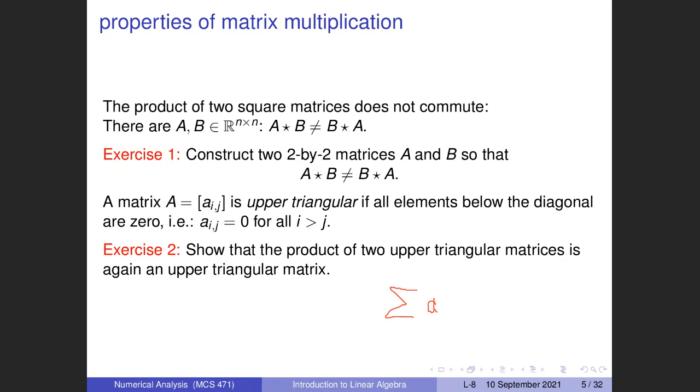So we are multiplying A. We have the i index, and then we have the running k index, and we multiply this with the elements on the kth row. So k is the running index. So this is the ijth element. Now what it means to be an upper triangular matrix is that all the elements below the diagonal are 0. So if the row index is larger than the column index, then the element is 0.